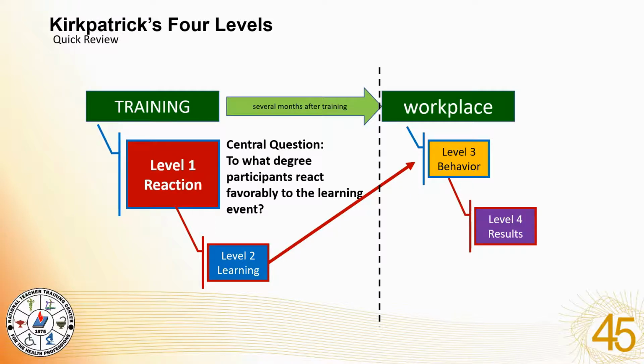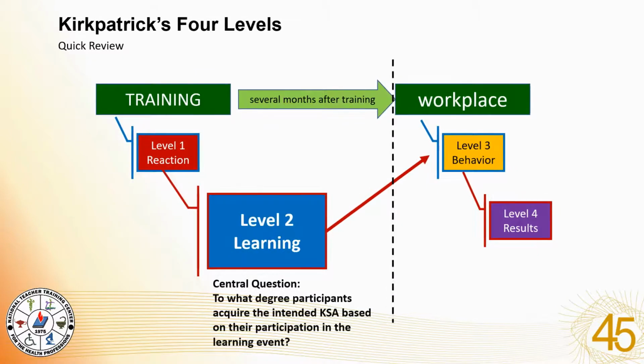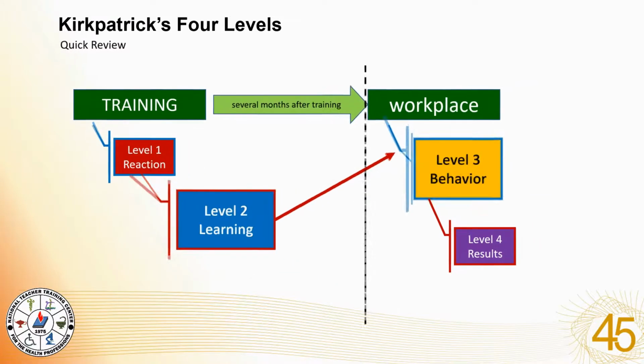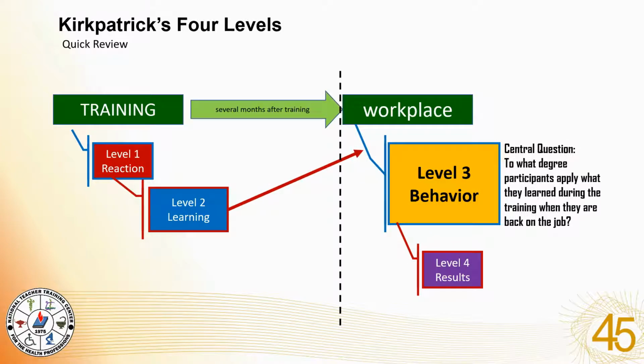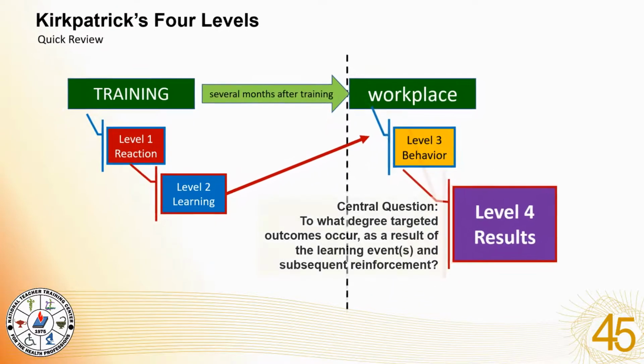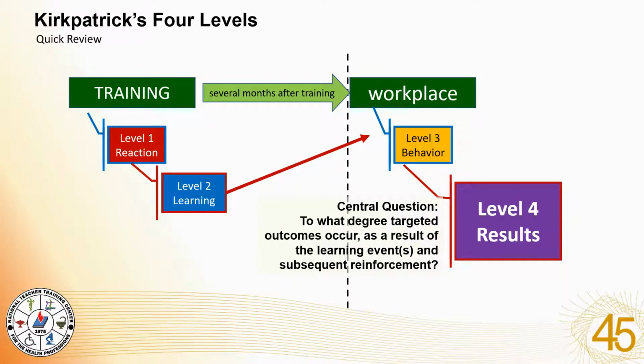For level 2, our central question is to what degree participants acquire the intended knowledge, skills, and attitude based on their participation in the learning event. Level 3, to what degree participants apply what they learned during the training when they are back on the job. And level 4, to what degree targeted outcomes occur as a result of the learning events and subsequent reinforcement.